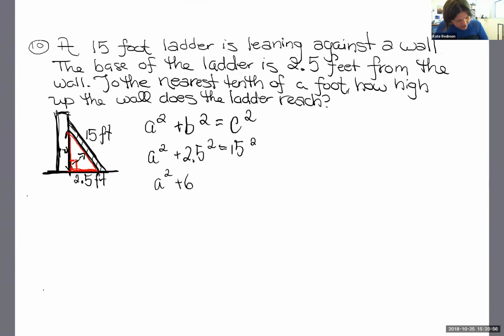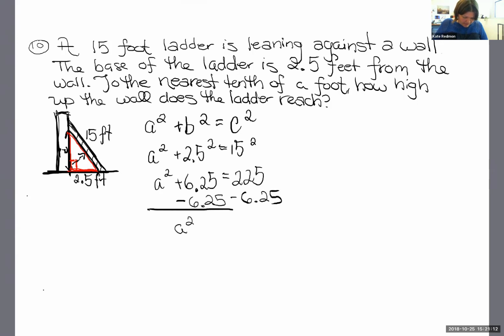So 2.5 squared is 6.25. Oh, I knew that. Why did I need a calculator for that? And 15 squared is 225. I will subtract away the 6.25 because I am solving now. And I'll get A squared is equal to... I'm feeling slow today. I'm definitely doing this in my calculator. Oh, I knew that. It's easy to say that you knew it after you see it in the calculator. So I get A squared is equal to 218.75.